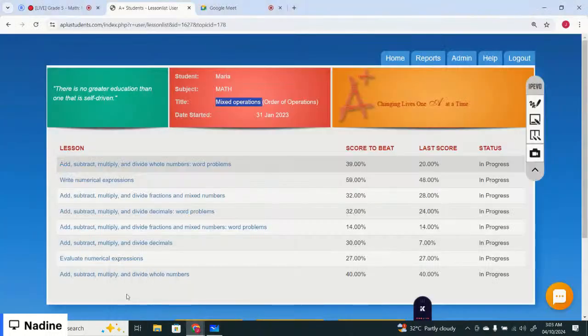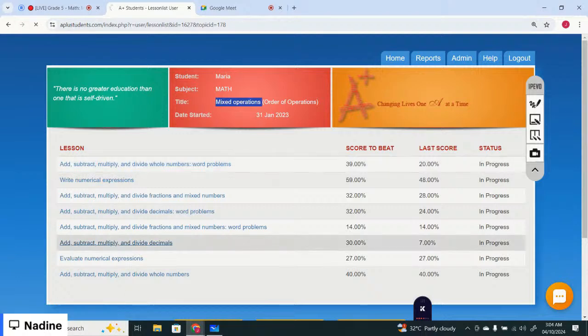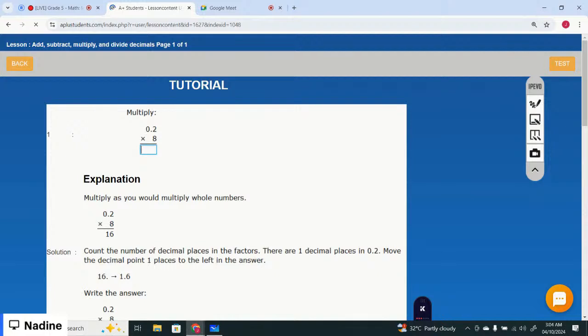Okay, here I'm on grade 5 math. The chapter we are on right now is mixed operations. Let's just start with the lesson that is add, subtract, multiply, and divide decimals. Okay, so let's just start with the first example. In the last session, some of you still have problem with how to multiply the decimals. So today we're going to do the practice questions. So be careful, listen to me carefully.